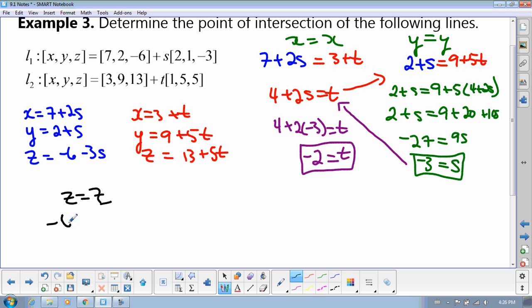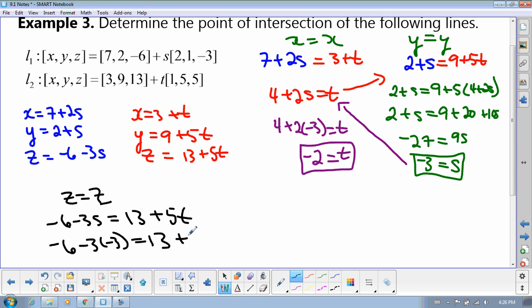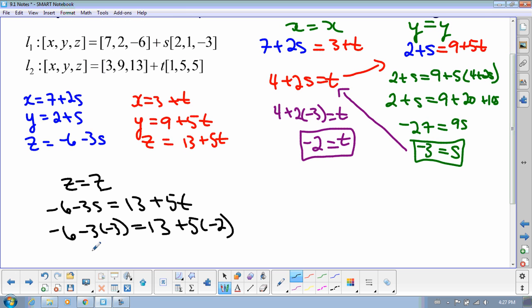So I have negative 6 minus 3s equals 13 plus 5t. So negative 6 minus 3 multiplied by negative 3 is going to equal 13 plus 5 multiplied by negative 2. So if this is actually a point of intersection, the left side has to equal the right side. So I have negative 6 plus 9 is 3, 13 minus 10 is 3. So there is a point of intersection.